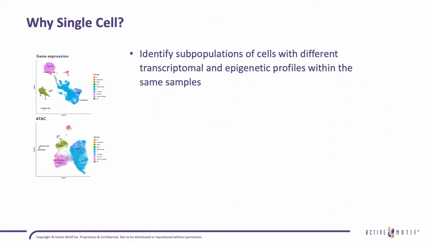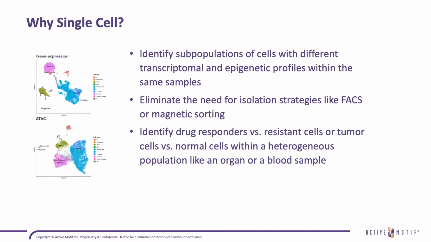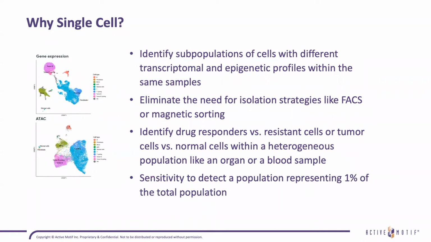So why single-cell? Firstly, it's to identify subpopulations of cells with different transcriptomic and epigenetic profiles within the same samples. It eliminates the need for isolation strategies like FACS or magnetic sorting. We can identify drug responders versus resistant cells or tumor cells versus normal cells within a heterogeneous population like an organ or a blood sample. And single cell also gives us the sensitivity to detect a population that represents only 1% of the total population.